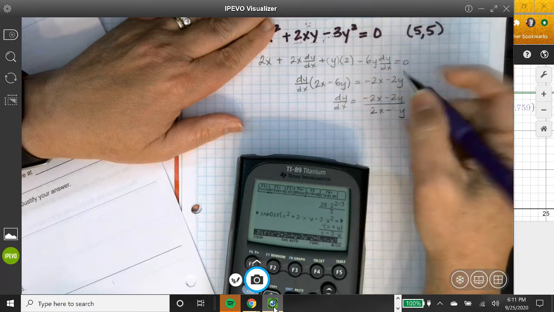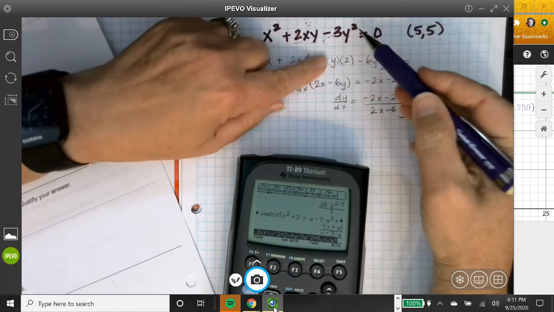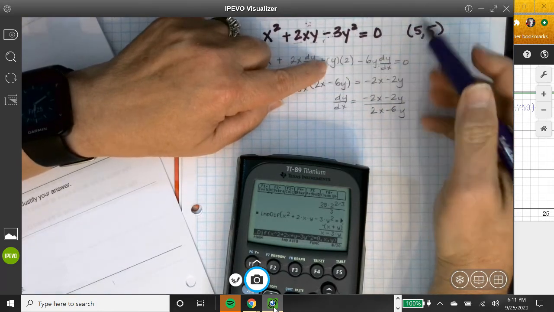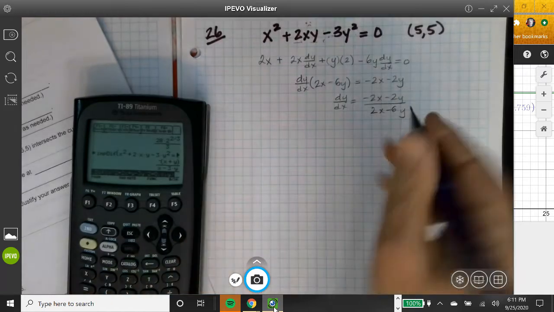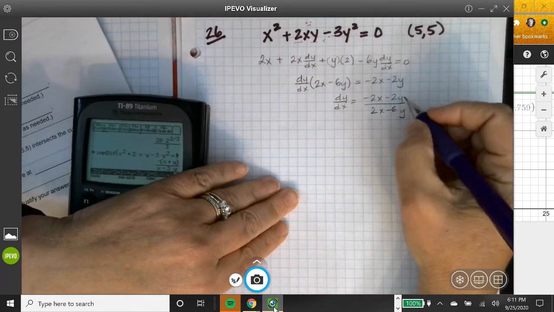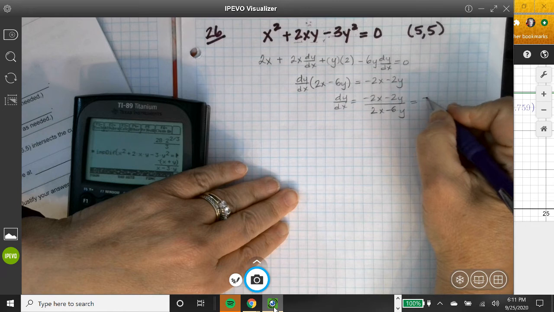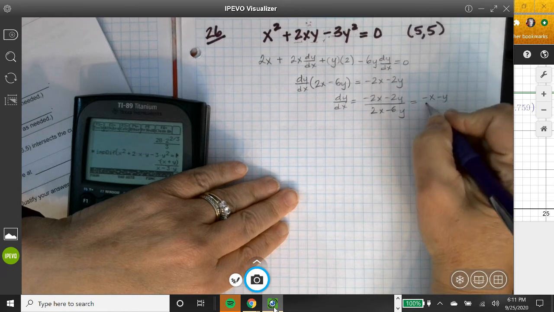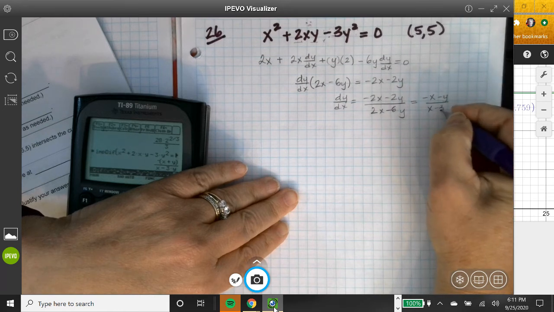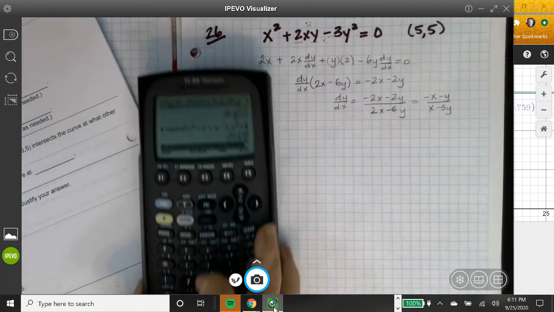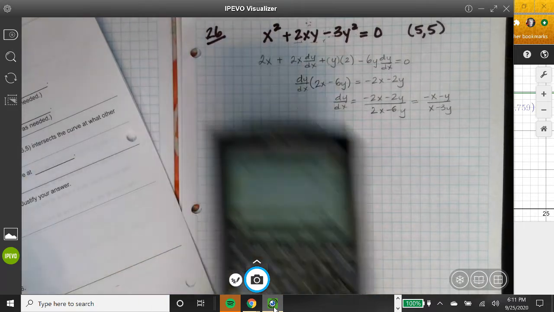That's why I checked my answer, which is good, right? This is a 6 because 3 times 2 is 6. Oh my goodness, I can't even do the power rule tonight, okay? All right, so I can reduce this all by 2, obviously, which will be negative x minus y over x minus 3y. Yeah, there we go. So we confirmed that, which is nice.